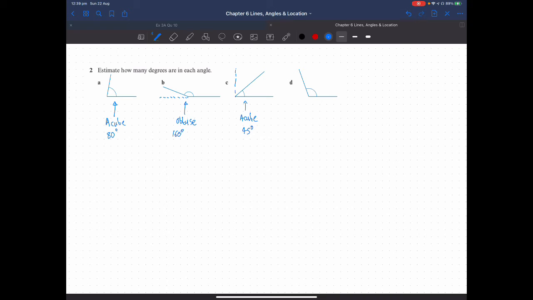Now looking at D, I can see it's bigger than a right angle, but not much bigger than a right angle. So I know it's obtuse, and it might be, say, 105, 110 degrees. I will write 105 degrees as my guess.